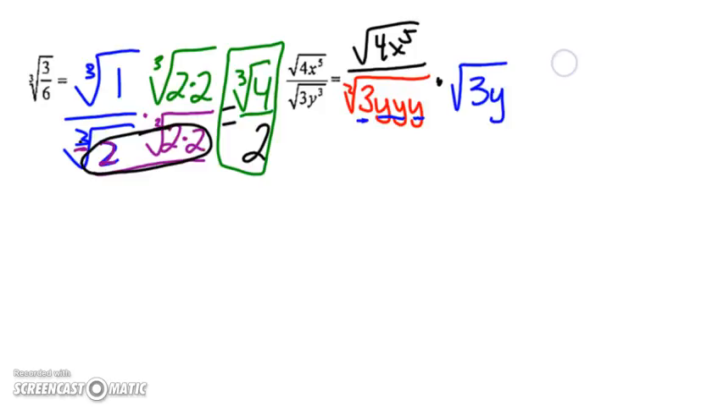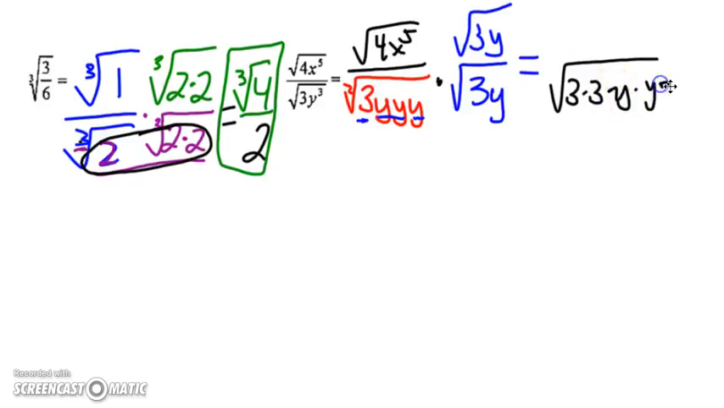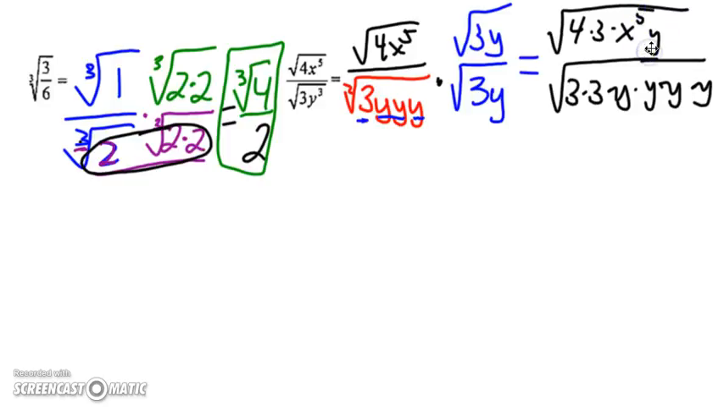Whatever I do to the denominator, I must also do to the numerator. So I will multiply the top by square root of 3y. Now if I were to multiply this out, my denominator looks like the square root of 3 times 3 and 4 y's. The top is the square root of 4 times 3 x to the 5th and y.